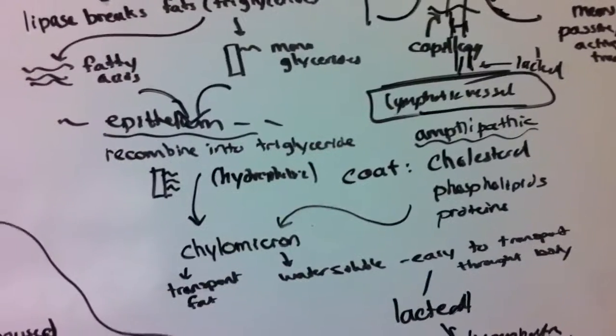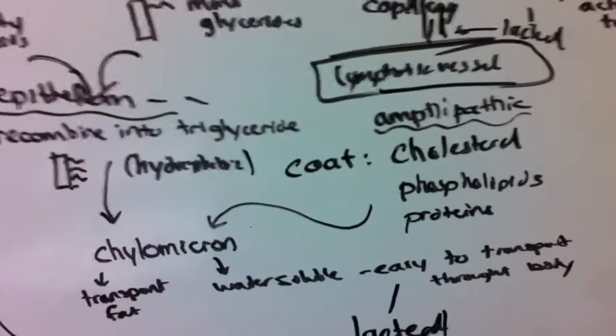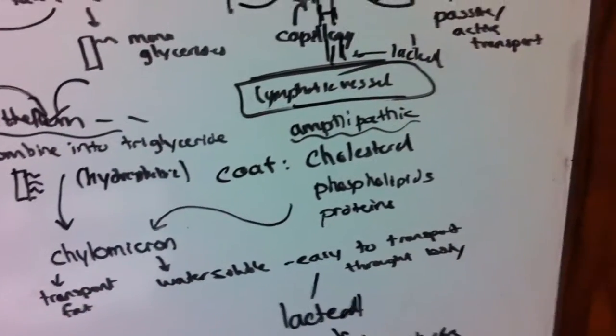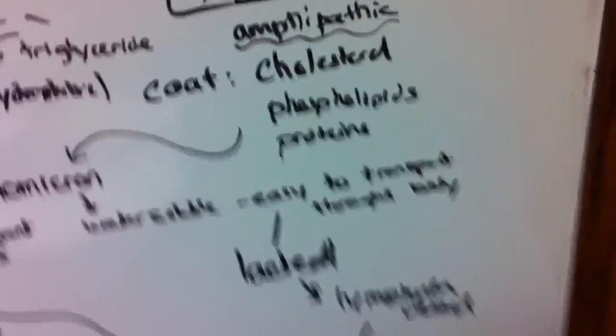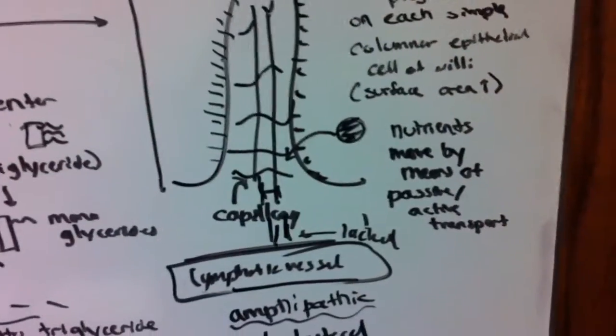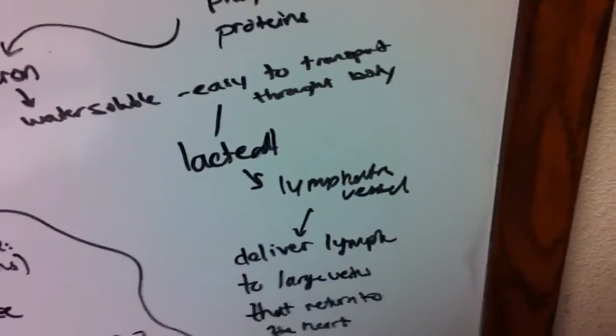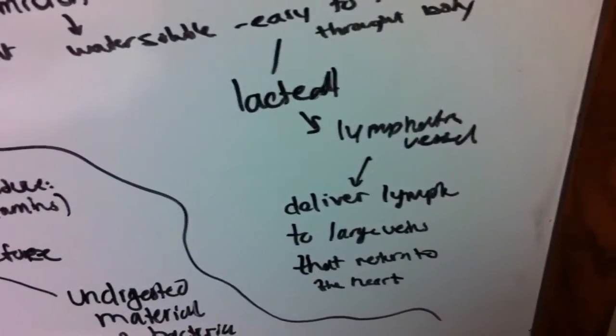Now, after coating them, they will become what we call chylomicrons. And these will be used to transport the fats, and chylomicrons are also water-soluble, making it easier to transport throughout the body. They will be transported through the lacteal, which is a structure by the capillaries, which will then enter a lymphatic vessel, which will deliver lymph to the large veins that return to the heart.